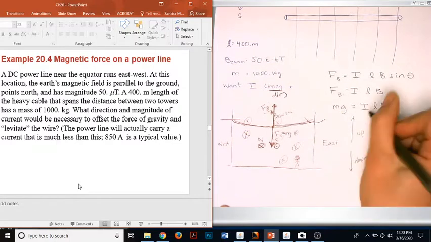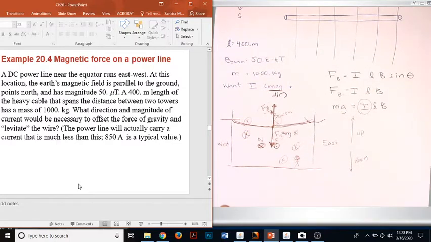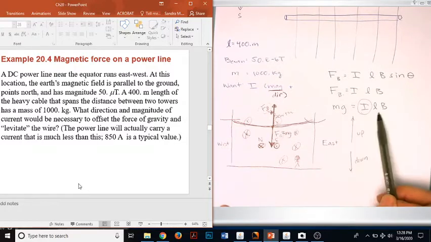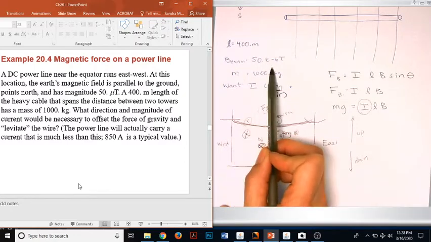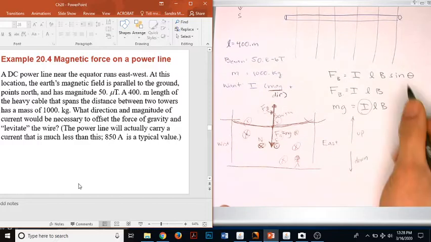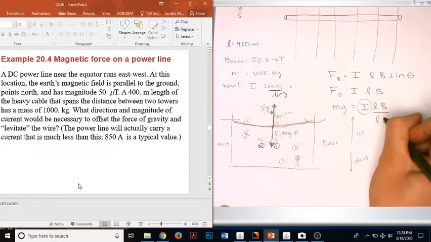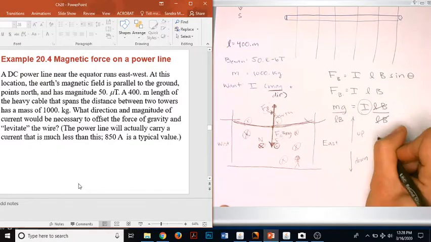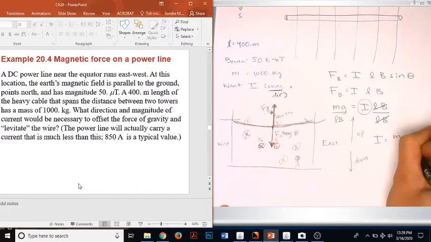All right, now I'm ready to solve for the magnitude of this current. Okay, so I have a current, I know m, I know g, I know the length of the wire, and I know the magnitude of the external magnetic field. That's the magnitude of Earth's magnetic field, so I can solve for it. So I'll divide both sides by LB, and that will cancel the LB here, and I can plug in that I is mg over LB.